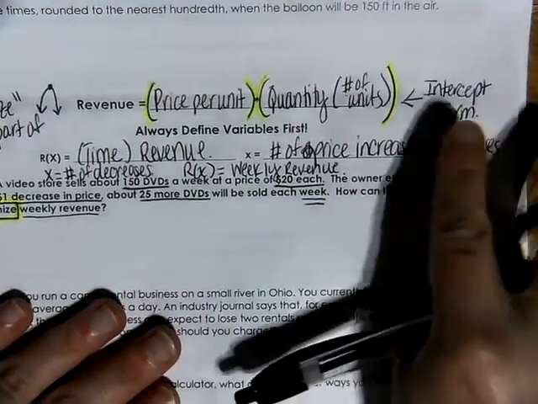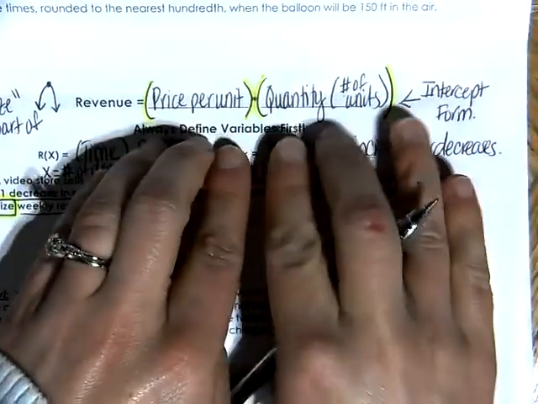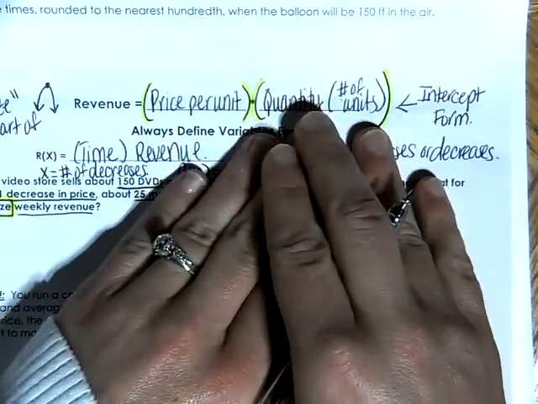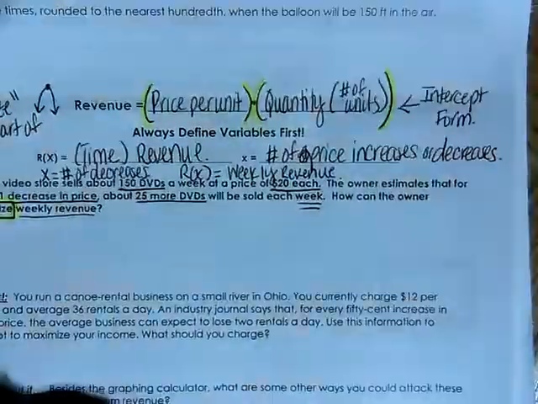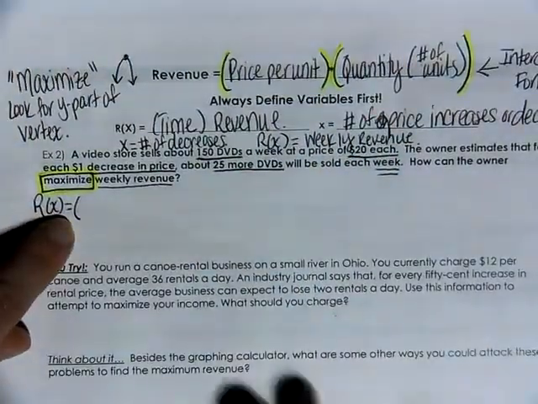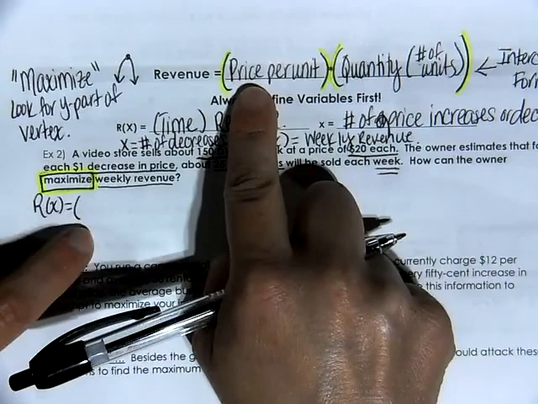Intercept form, remember, has two parentheses, with information inside one parenthesis and information inside the other, and we were able to identify our x-intercepts. That is the same exact structure that we are going to be working with here. So let's go ahead and talk about price.